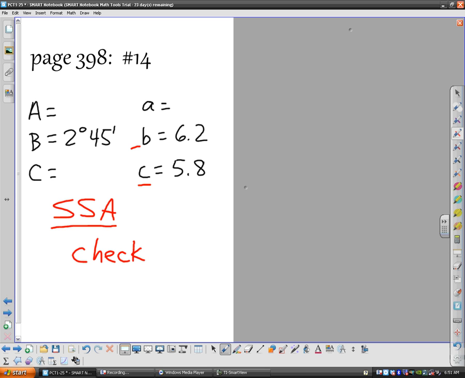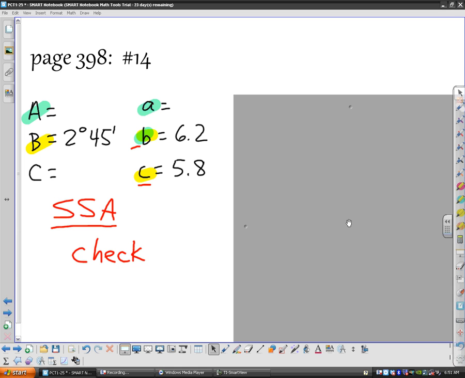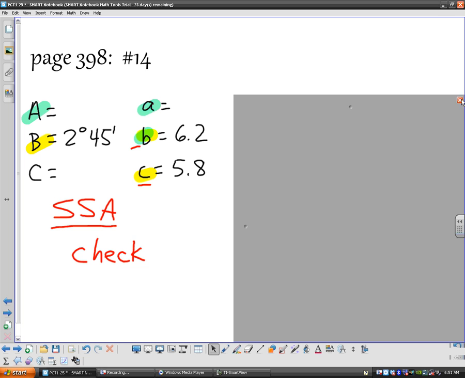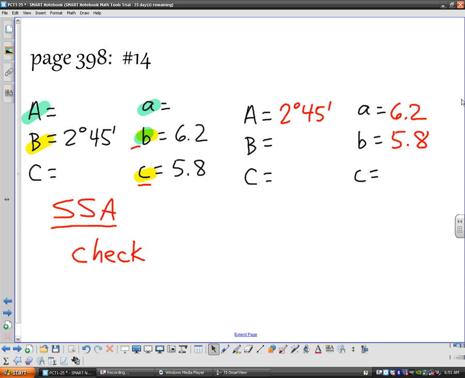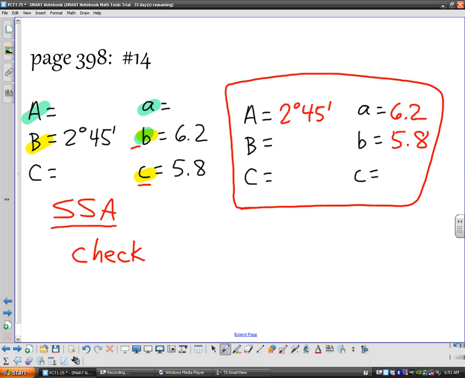Now, this one is different than the ones we did in class because they gave us b and little c. In class, we were given angle A, side a, and side b. But this scenario is exactly the same. If you think of this problem like this, it's identical to the ones that we did in class.